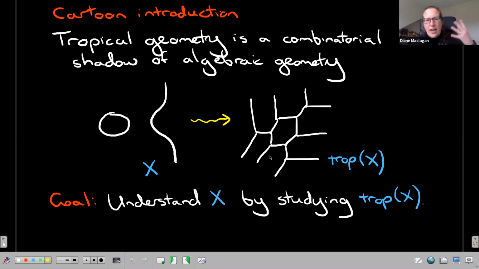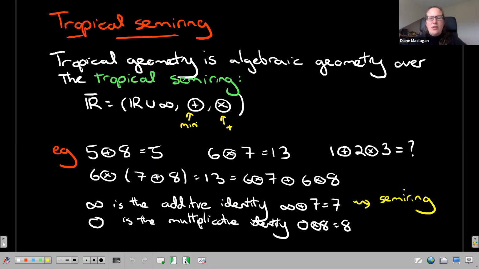But that's all very hand wavy and cartoony. So let me now back off. The way I like to describe the next bit is we're going to go back to basically, I think the next probably 15 minutes is going through school mathematics from a tropical perspective. So let's start with another definition: tropical geometry is algebraic geometry over the tropical semiring. So I have to start by telling you what that is.